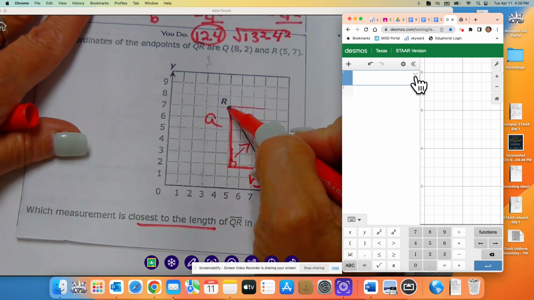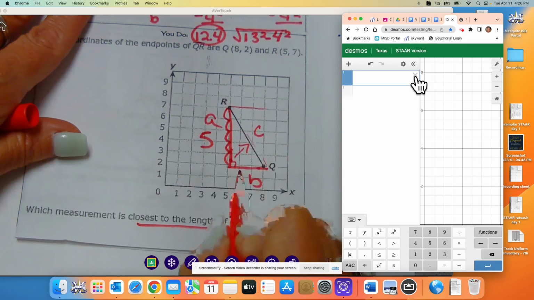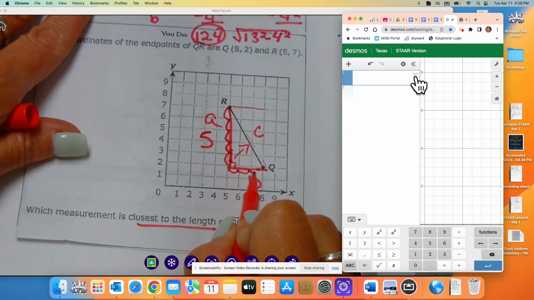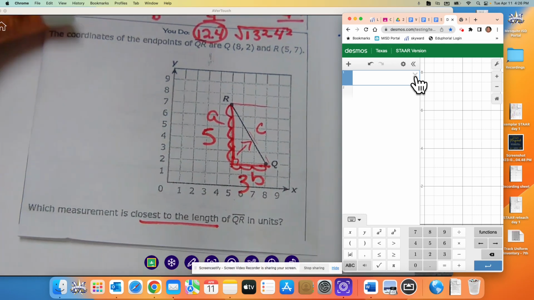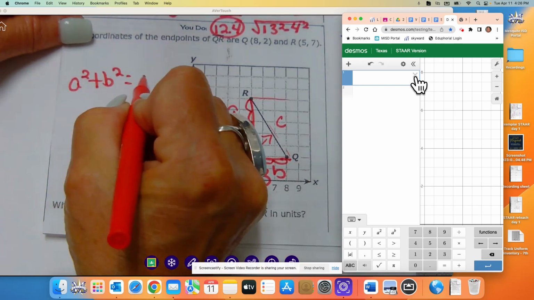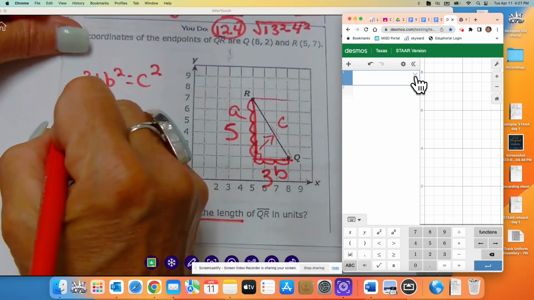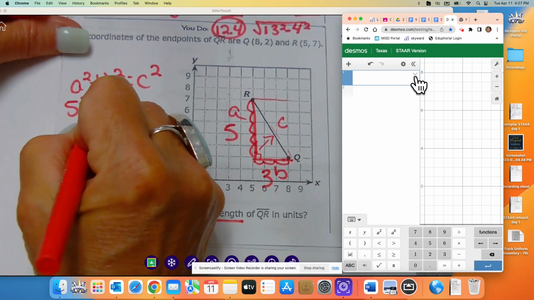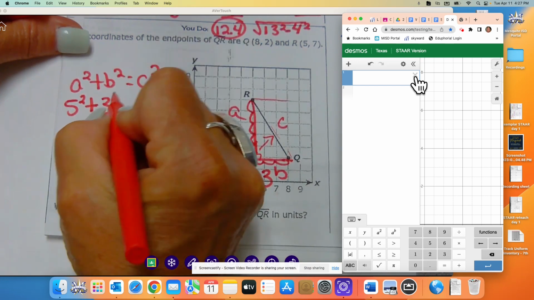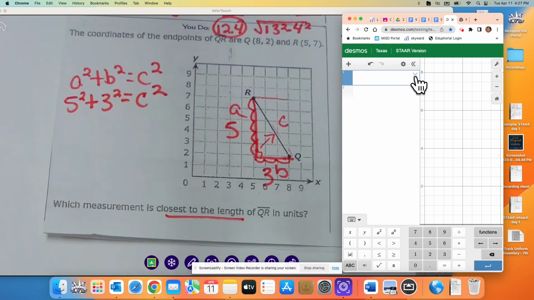So for this side length, hopefully you got 1, 2, 3, 4, 5. For this side length, hopefully you got 1, 2, 3. Okay, I'm going to write the formula. A squared plus B squared equals C squared. Okay, for A, I'm going to label it 5. For B, I'm going to plug in 3. And I don't know what C is, so I'm going to leave it as C squared.